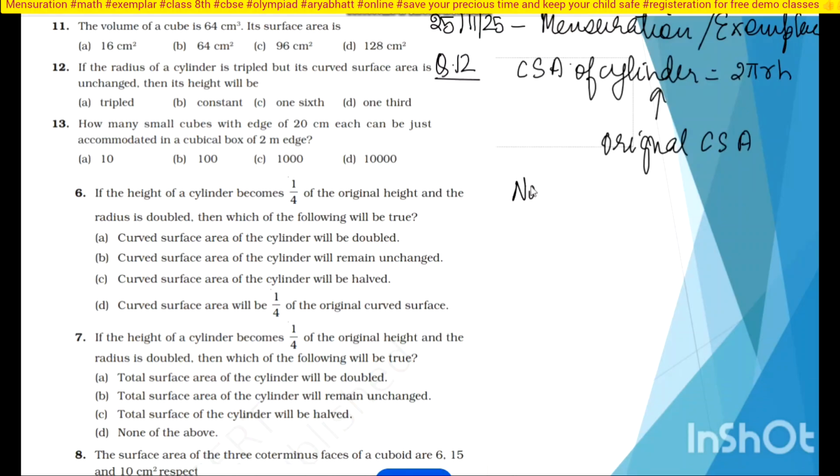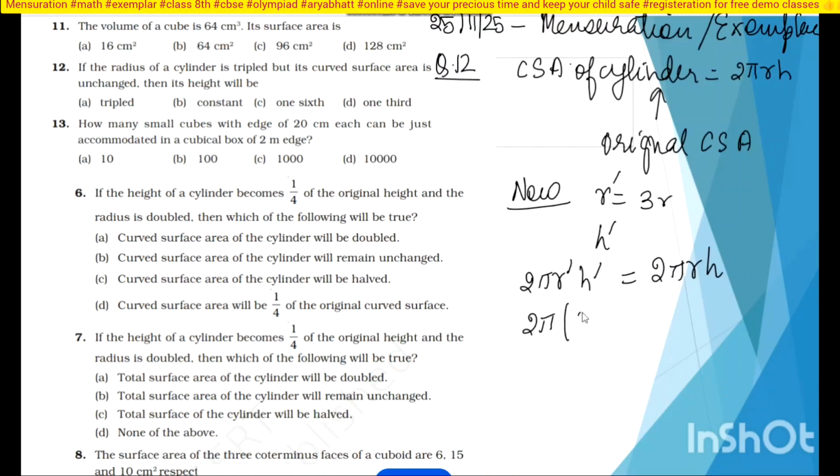See, this one will be the original curved surface area. Now in the new case, r dash will be 3r, three times the original. Suppose my new height is h dash. So my new surface area will be 2 pi r dash h dash, and it has to be equal to the older one, that is 2 pi r h. Now I put the values: 2 pi, r dash becomes 3r, and h dash, whereas the older one is 2 pi r h.